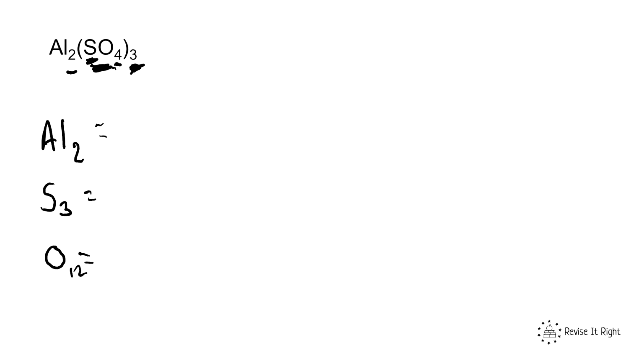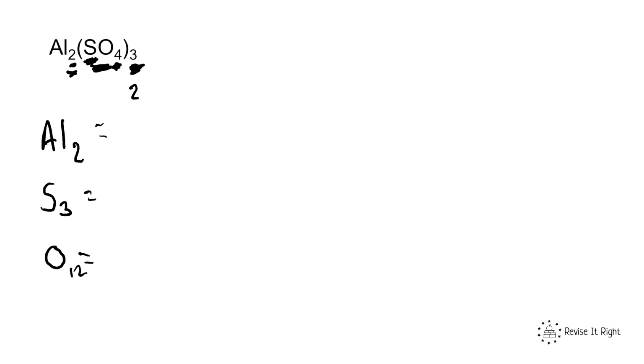Okay, so 2 lots of aluminium because there's 2 there, 3 lots of sulfur because there's 1 in the bracket but 3 lots of everything in the bracket, and 12 lots of oxygen because there are 4 lots in the bracket and 3 lots of everything in the bracket. Okay, so let's find these on the periodic table.